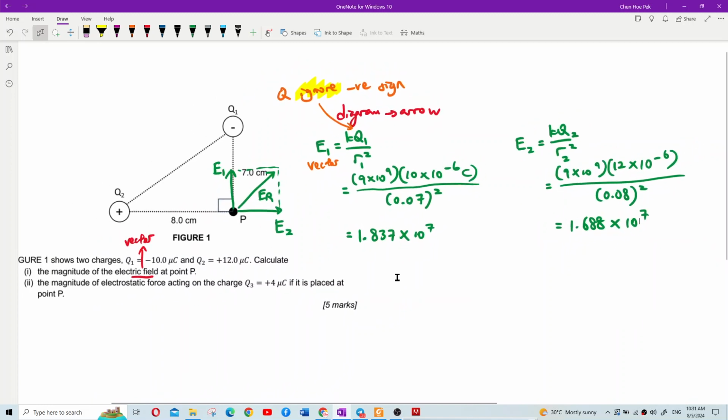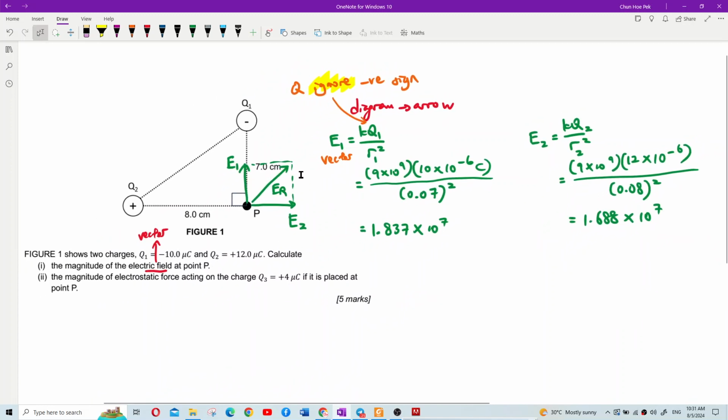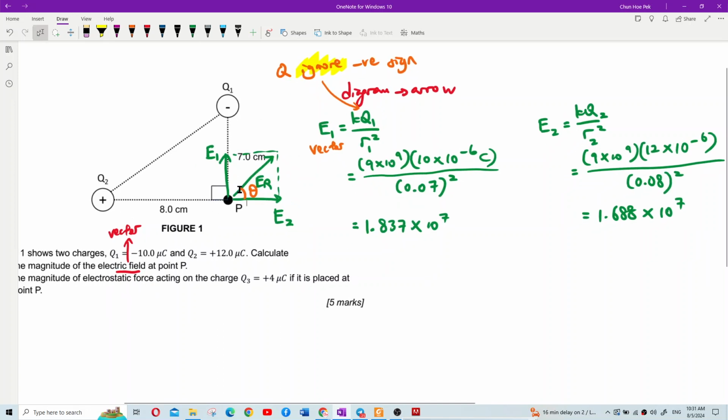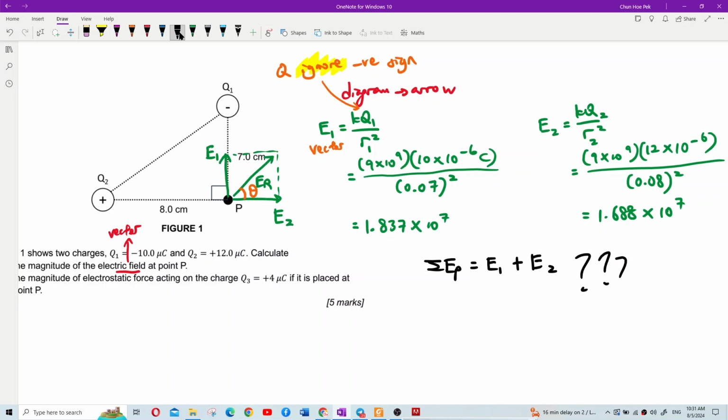Now we need to find the resultant electric field. Remember, you must have the direction also, theta. But this one asks for magnitude only, no need for direction. So how do we find the resultant? I saw a lot of you, when you find the resultant, you just total up E1 plus E2. Is that the way, class? Do you just total up like that? Why, class? Why? This is not what I taught.